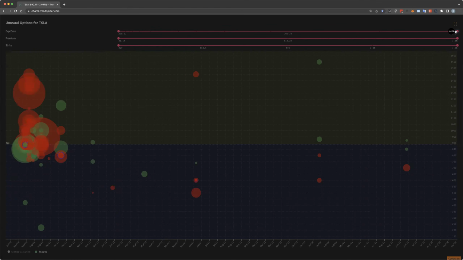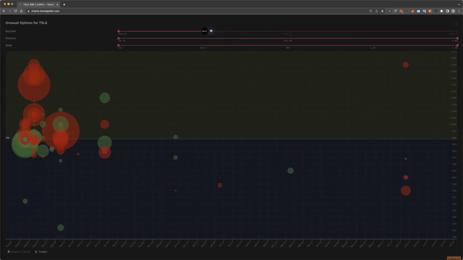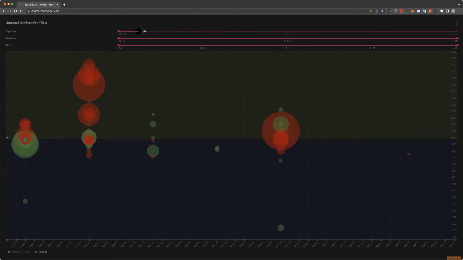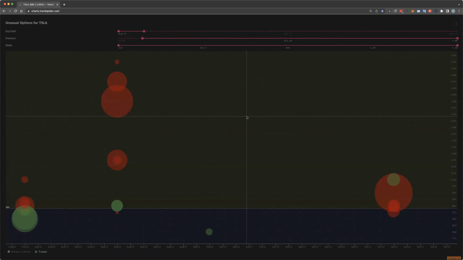On Tesla, you can see that most of the option bets are not too far out, right? So we can go up here and say, okay, let's filter expiry dates that are too far out. Let's look at bets that are in the near future. So we can just slide that over and filter that. Then we can say, okay, I only want to see big bets. So let's say only bets that put at least 150 grand in premium paid, right? Okay.